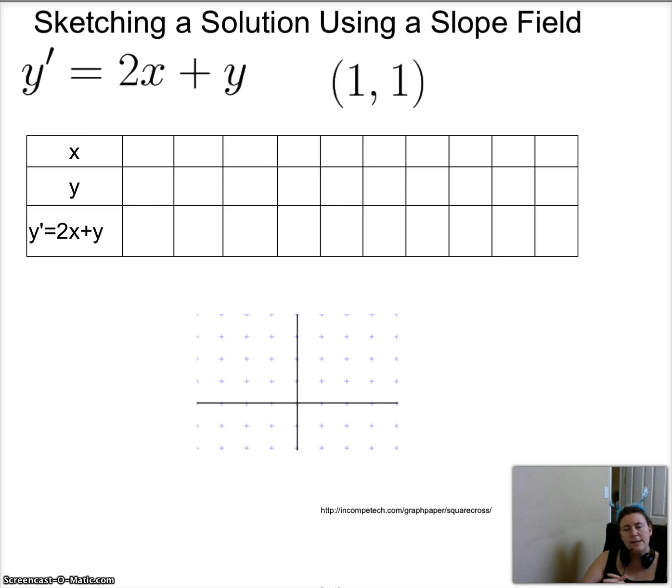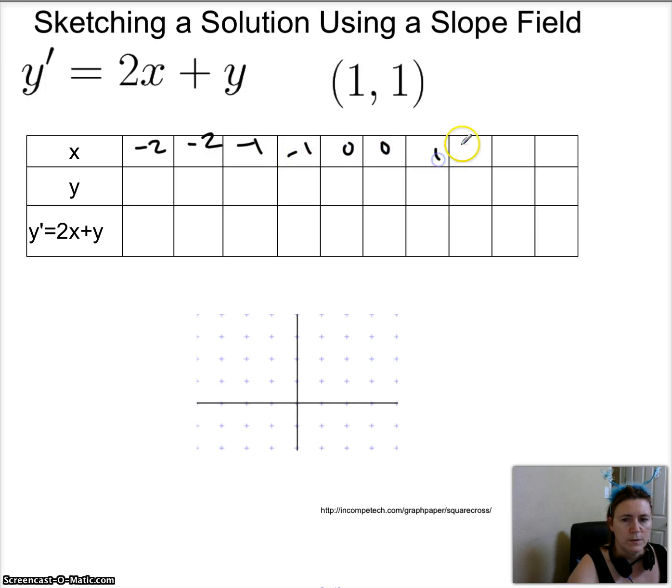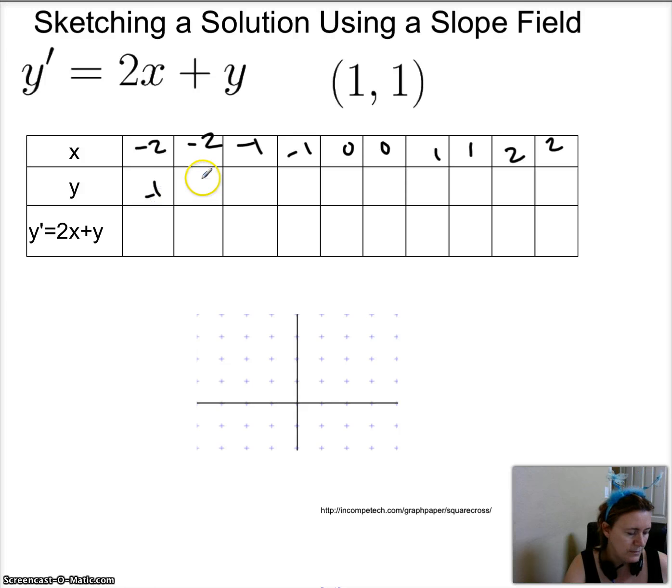All right, and I want to see what happens when I go through 1, 1. And this is my differential equation. So all I've done is create a little chart. Now, I'm going to look at -2, -2, -1, -1, 0, 0, 1, 1, and 2, 2. So all I'm going to do is look at different values of x and y across this range. Now here I want to look at, and this is just a sample, I can do anything I want.